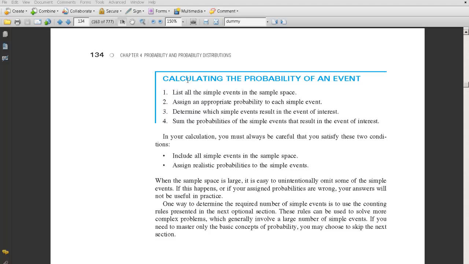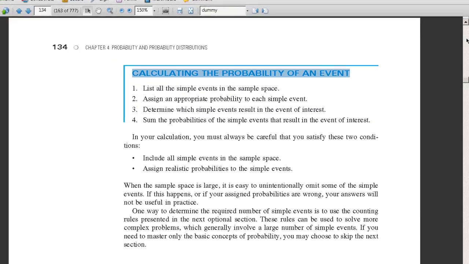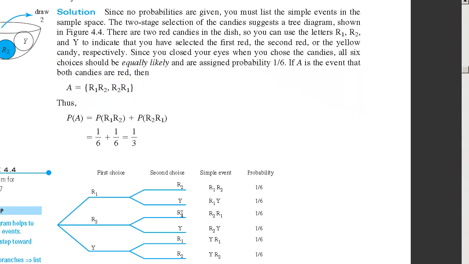Calculating the probability of an event. List all the simple events in the sample space. This is how to calculate the probability of an event. It's a 4-step process that they give us. So first of all, you list all the simple events in the sample space. So we list them. By the way, in other books, they call them all the different possible outcomes. I guess they also call them simple events.